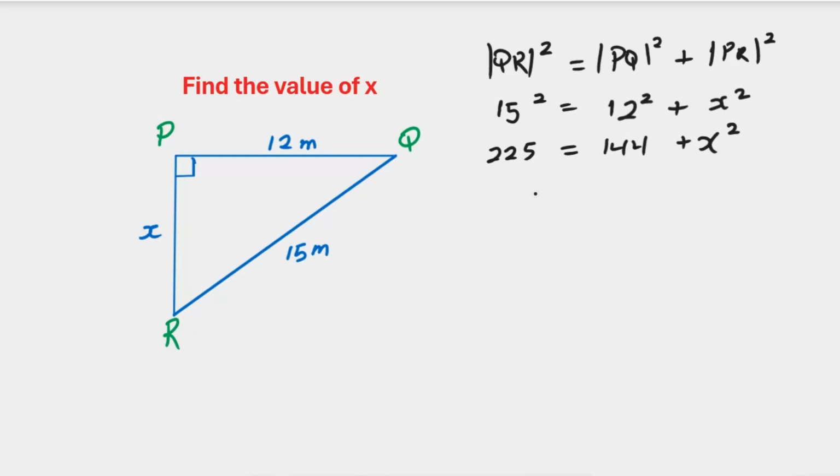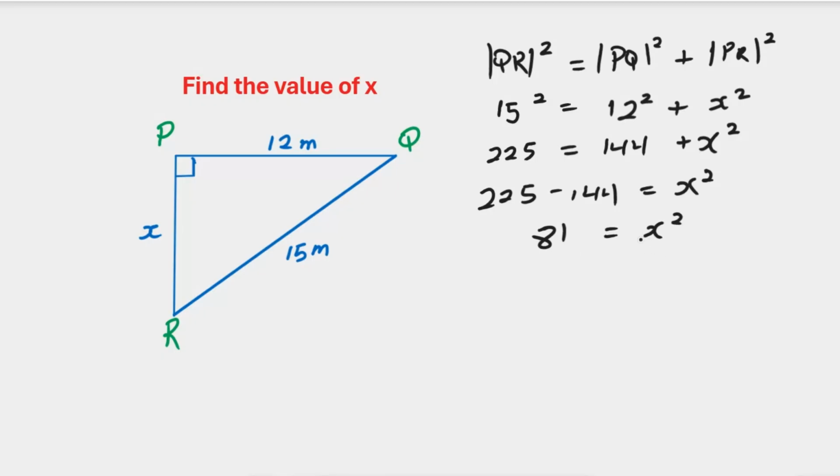squared. So what are we going to do? We're going to find the value of x. So we've got to bring 144 to the other side. So this side, we're going to get 225 minus 144. That will be equal to x squared. So you have to subtract 144 from 225. And that will give me 81. So we have 81 equal to x squared.